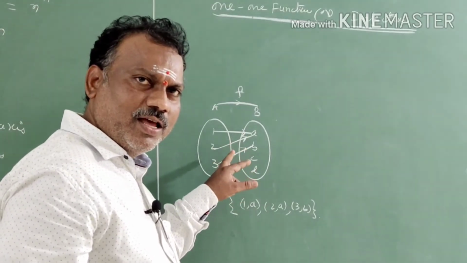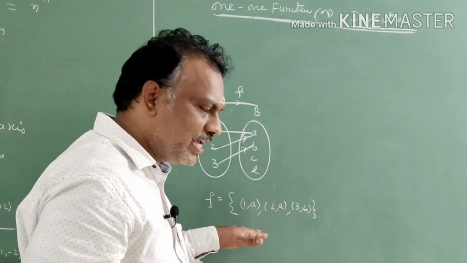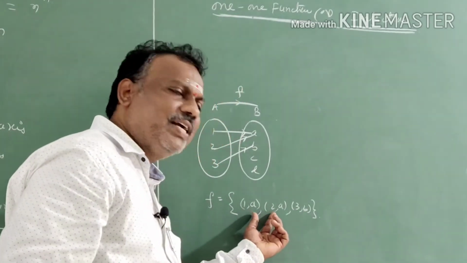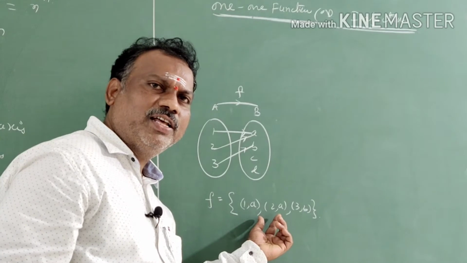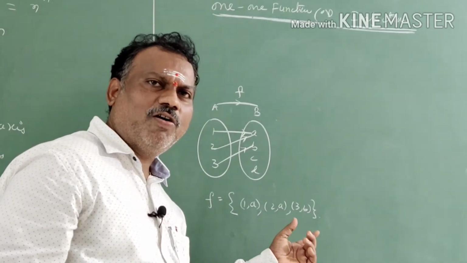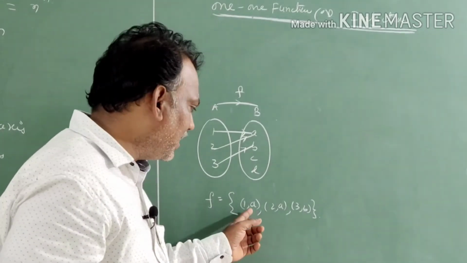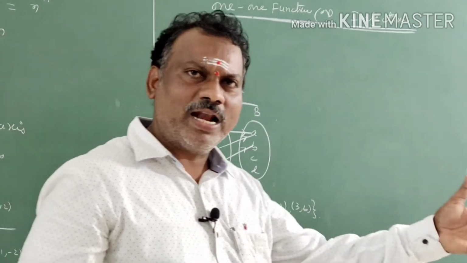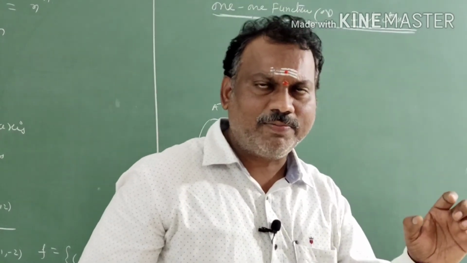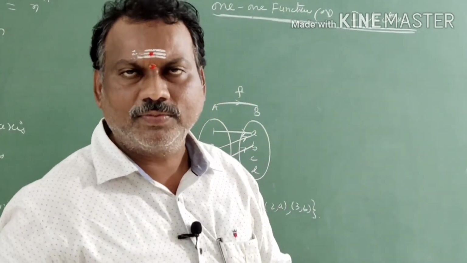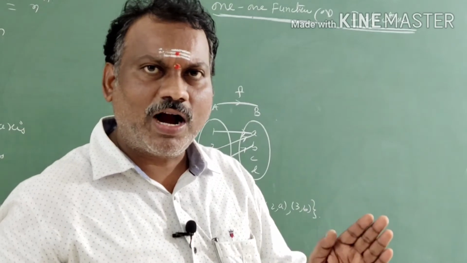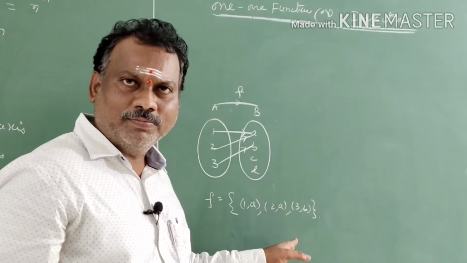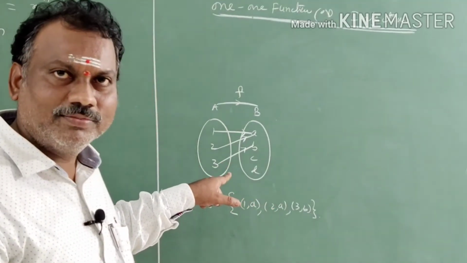Clear, students? Otherwise, you will be confused here. A relation is said to be a function if no two distinct ordered pairs have the same first coordinate. You consider any two ordered pairs, their first coordinate will not be the same. The second coordinate may or may not be the same, no problem in that. This you have to note down very carefully. If the first coordinate is repeated, it is not a function. The second may be repeated, no problem. It is also a function.